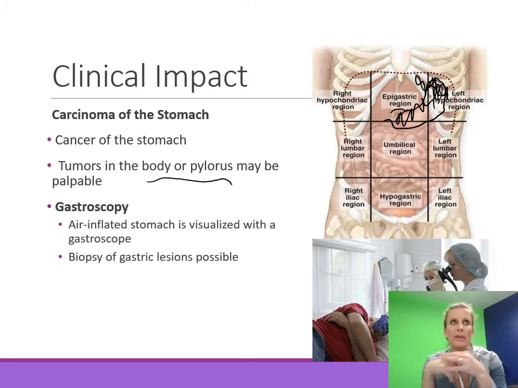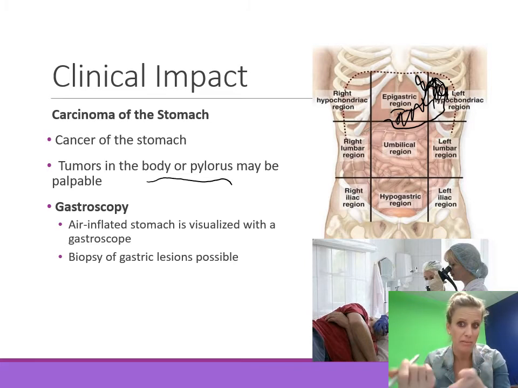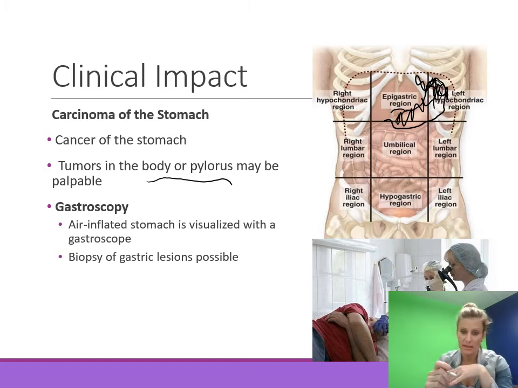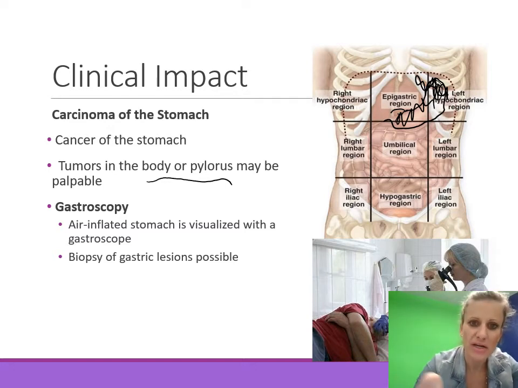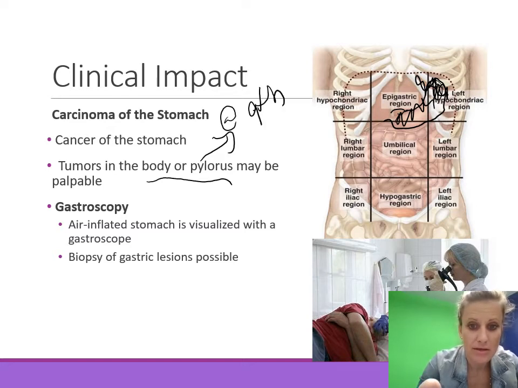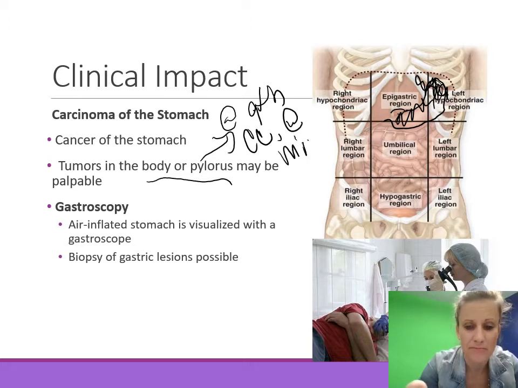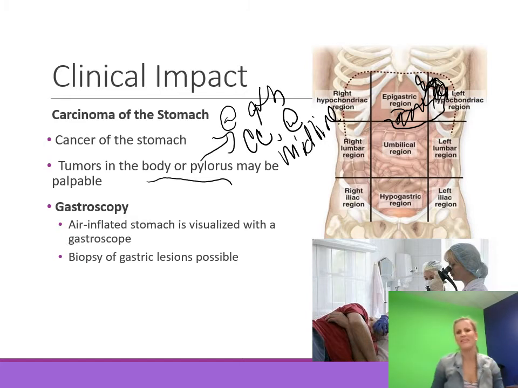So if the tumor is present in the body or the part of the pylorus, you might be able to palpate it along the midline or just left of the midline. The pylorus is at the level of the ninth costal cartilage at the midline. And then the body would be just left and superior to that.